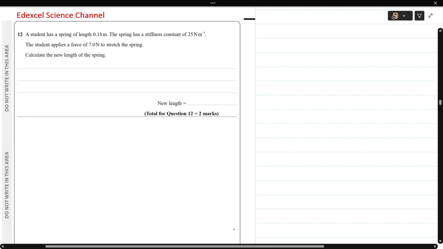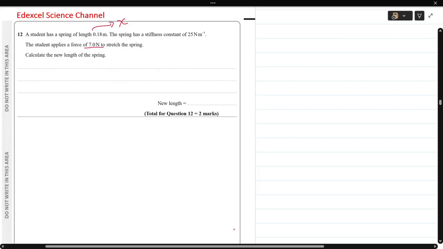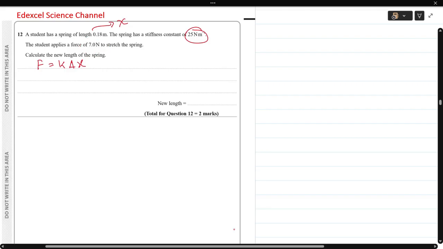So this is my original length, and this is the force that is being applied. Now, whenever you have a force and the spring's constant, always remember that the formula that you have to use is the Hooke's law formula, which is F equals K times extension. K is the spring's constant over here. So to find out the new length, we need to find out how much extension the spring has experienced.